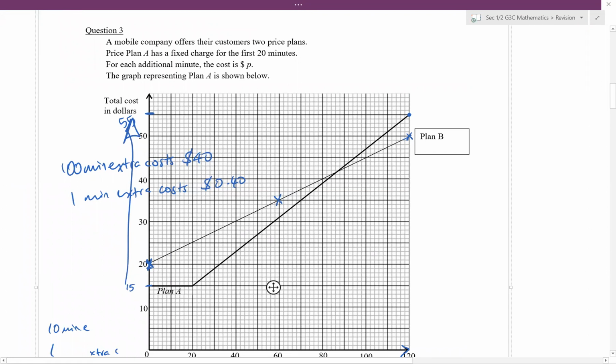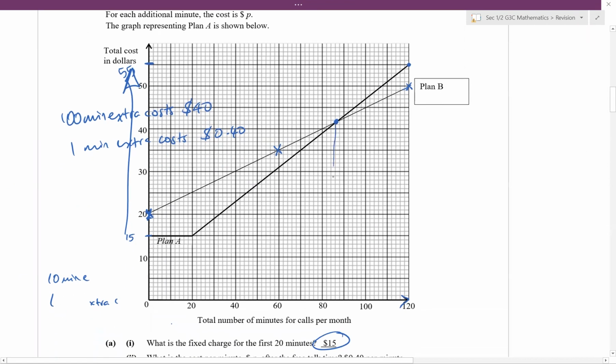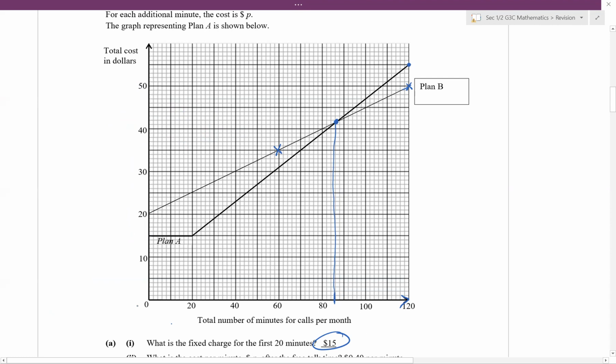Whenever you have two graphs on the same axis, look out for the intersection point and know its significance. Here we have an intersection point. It tells us that at this time of about 80 something, the cost is the same. That is the significance of this particular point of intersection. At this particular time of 80 over minutes, both companies are charging the same amount of 40 something dollars.